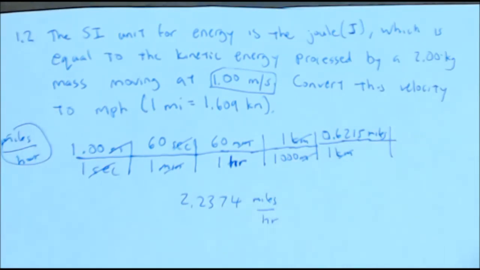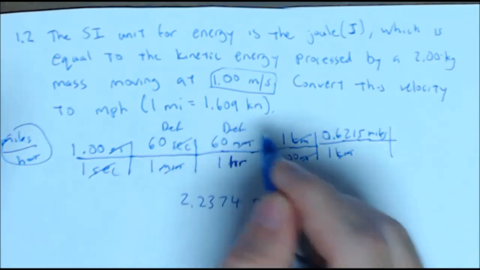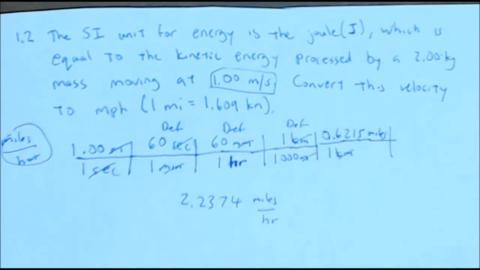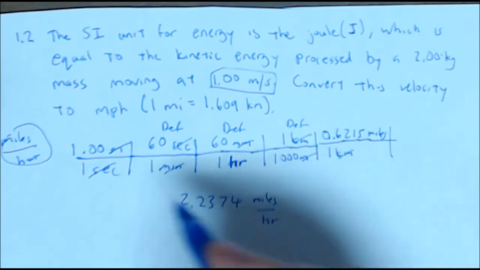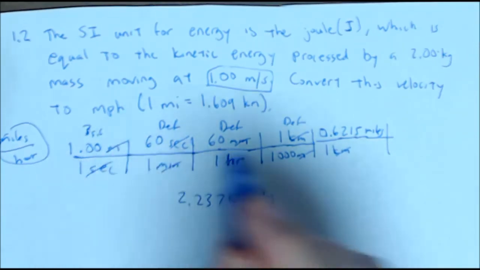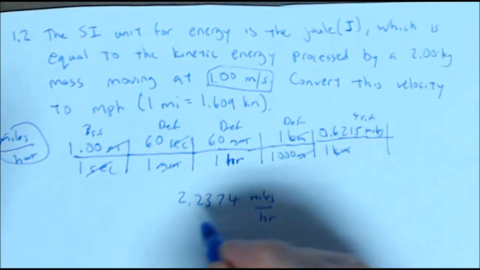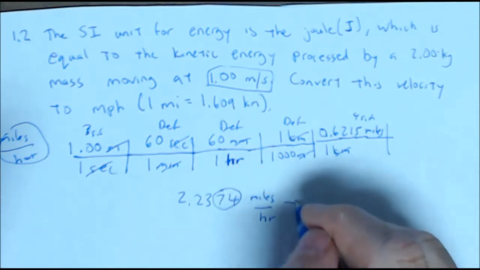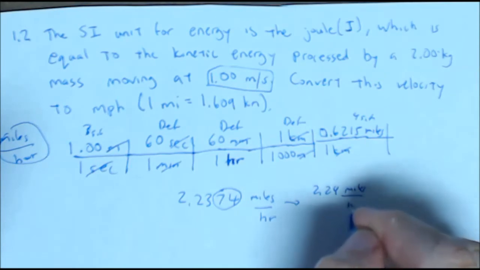Now, is that the right sig figs? Okay, this is a definition. That's a definition. Okay, this is a definition. So all of those have infinite numbers of sig figs. And I've got miles up here and this one over here. So this one's actually got 3 sig figs, and this one's got 4 sig figs. So I've got it limited to using 3 sig figs. So I will convert these two numbers. I can round those up. So this becomes 2.24 miles per hour.